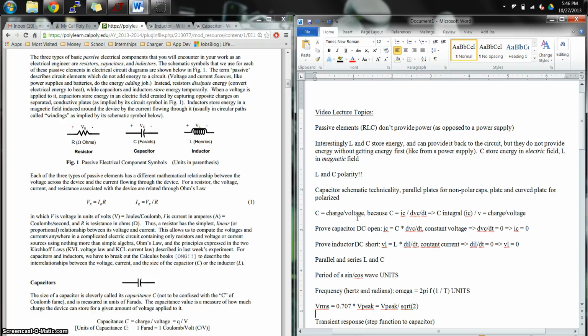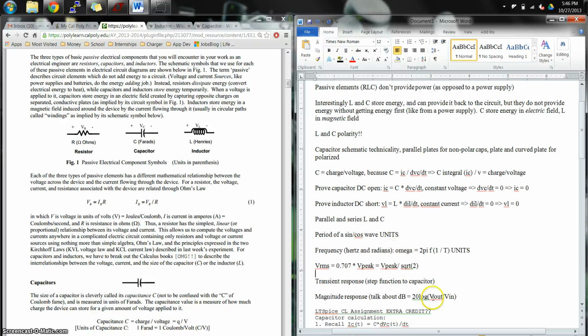How's it going, everybody? In this video, I'm going to be talking about mostly capacitors and inductors. I'm also going to be talking about transient response, magnitude response, RMS voltage, frequency, all that sort of good stuff. So hopefully this video will help you a little bit with understanding what's going on with these components, as well as what we will be doing in the next week's lab.